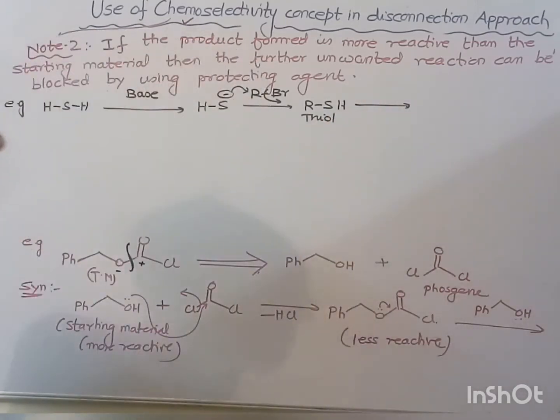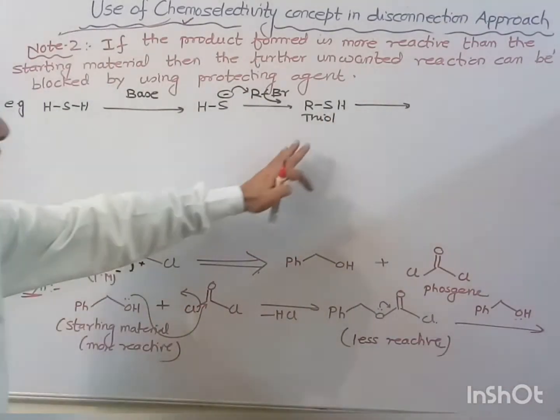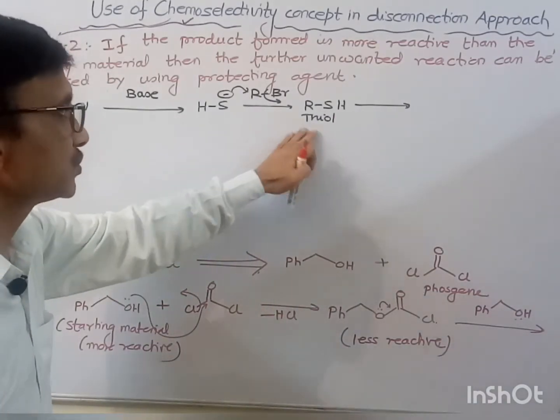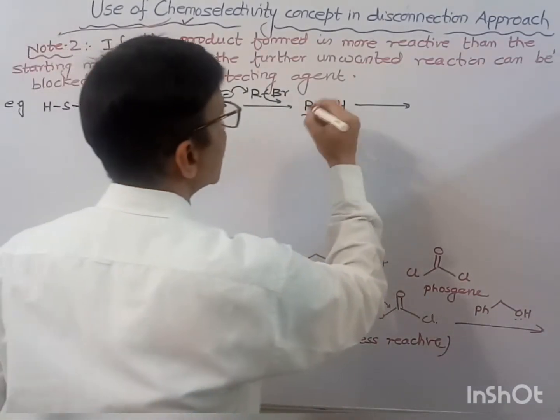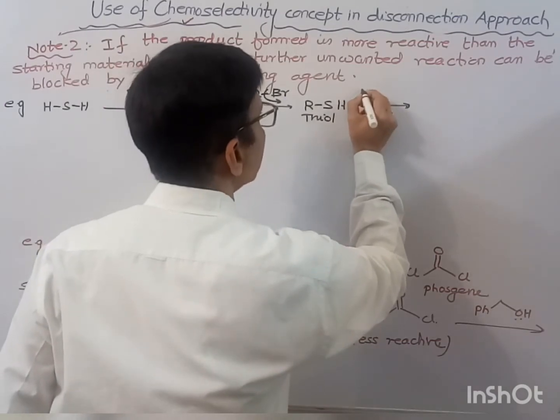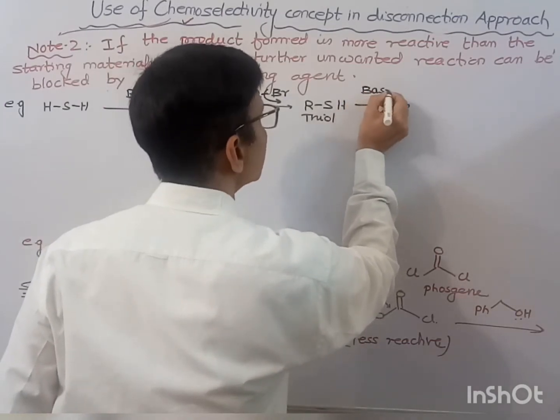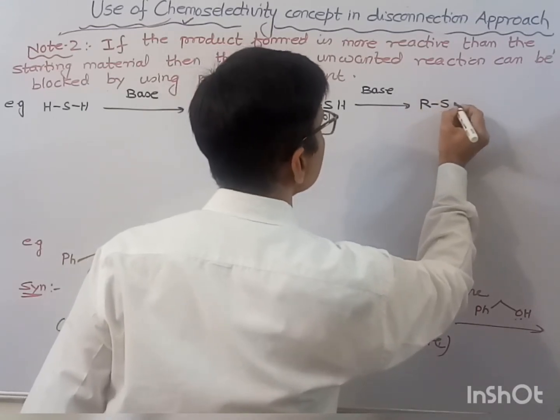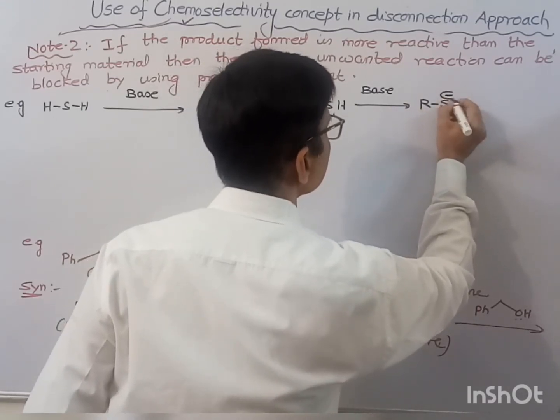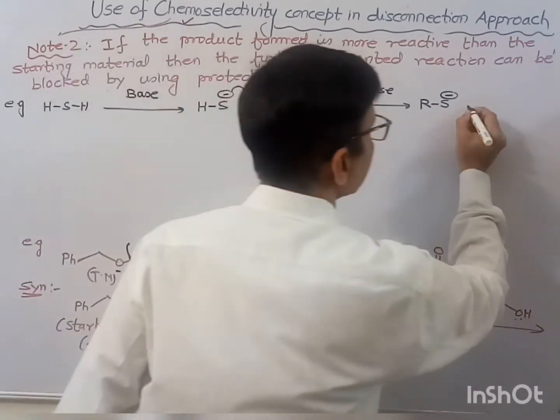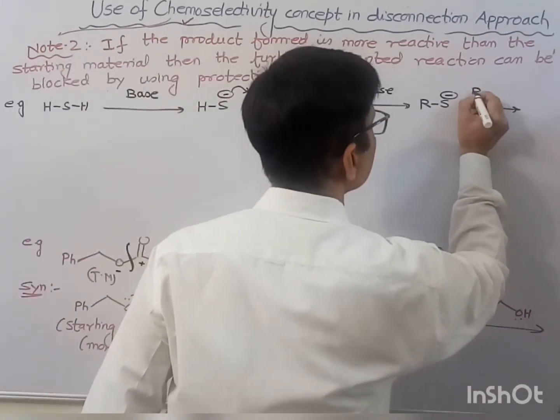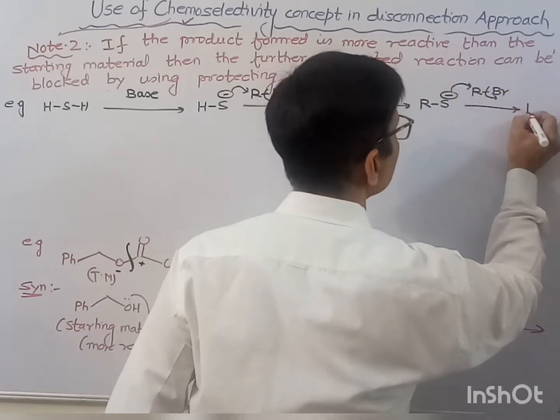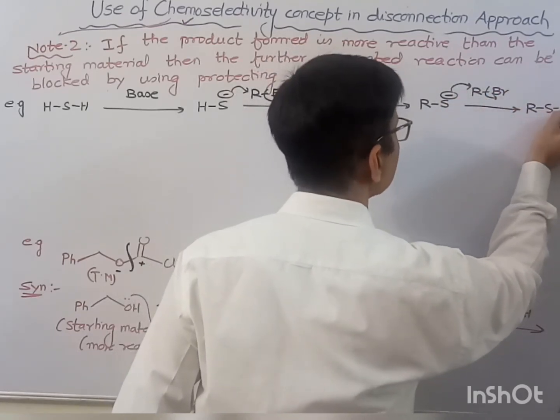Now, this thiol can undergo further reaction because it is more reactive. This is very reactive. So in the presence of base again, it may react with the base to form the nucleophile RS minus, and again it can react with alkyl bromide, and this will leave to give you RSR.